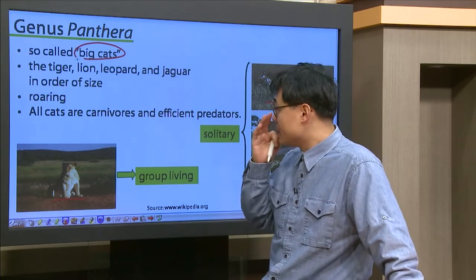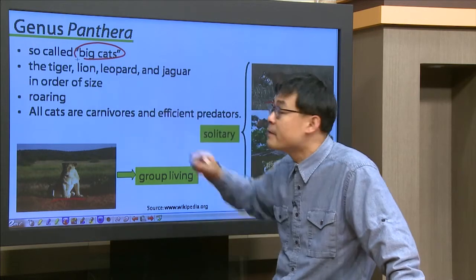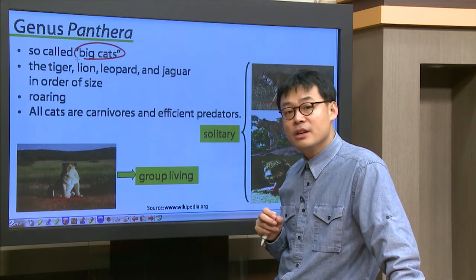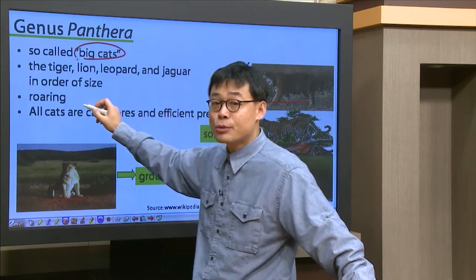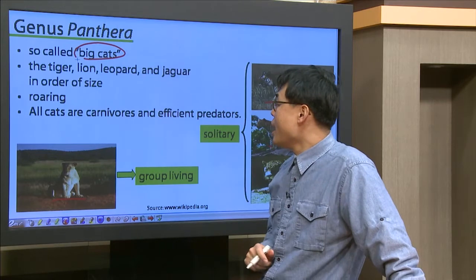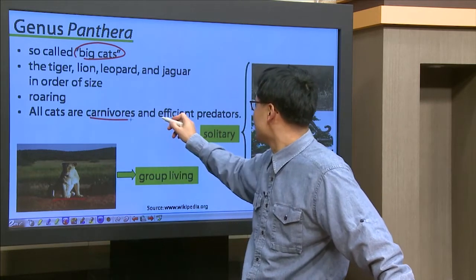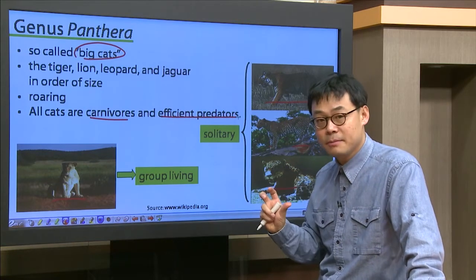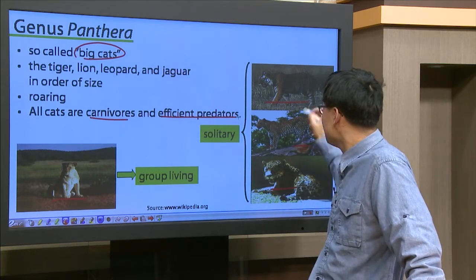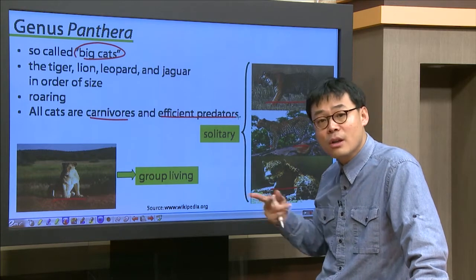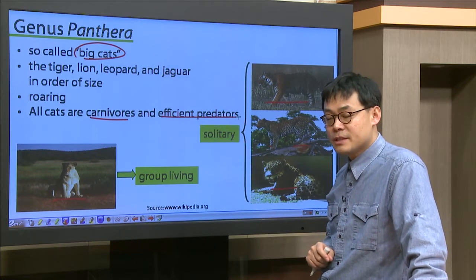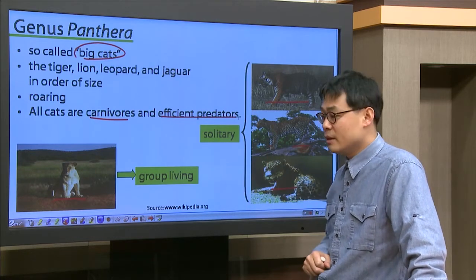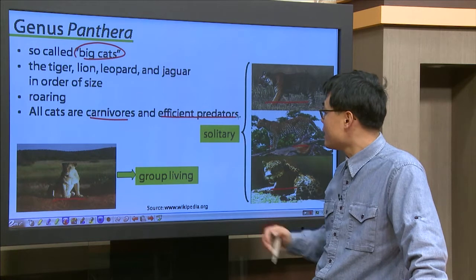The difference these 4 species of big cats have compared to the small cats is that they can roar. And all cats are carnivores and efficient predators. The cats are basically solitary, meaning that they are usually alone, except for the time of mating. So most of the time you see only one cat at a time.